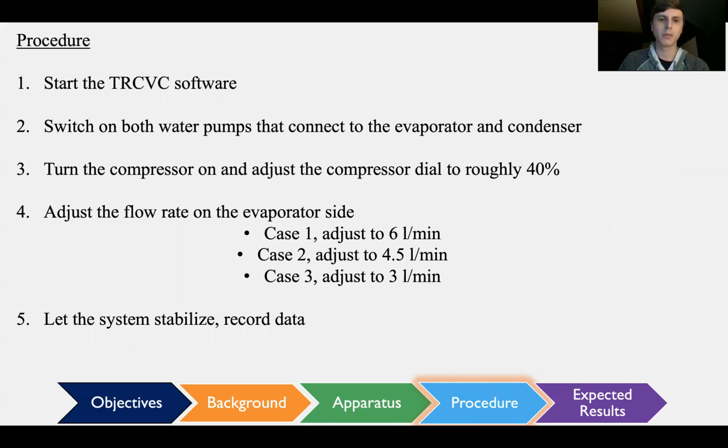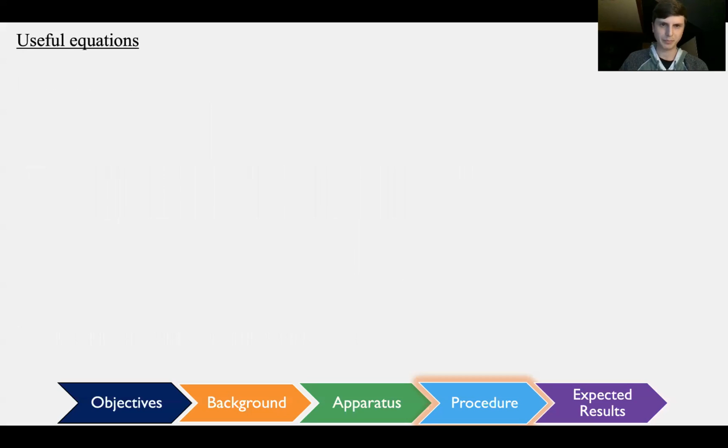So for the theoretical case, we did it at 5 liters per minute. I'm pretty sure I got those values, and we're going to compare them to case 1, case 2, and case 3. We're going to be varying that from 6 liters per minute to 3 liters per minute. After we do all that, well, first we need to let the system stabilize at each of those cases. Then we're going to record our data.